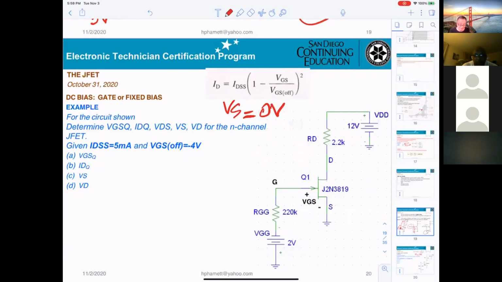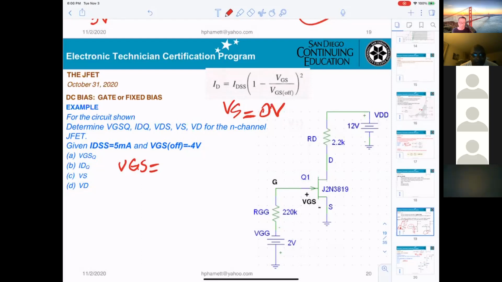Okay. So what is the VGS? Number A. Okay, I can help you. VGS equals what by basic definition? Gate to source voltage. Right, but I want the basic definition for VGS. VG minus VS. That's what I wanted.